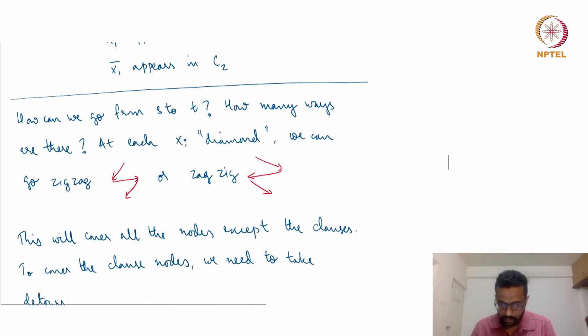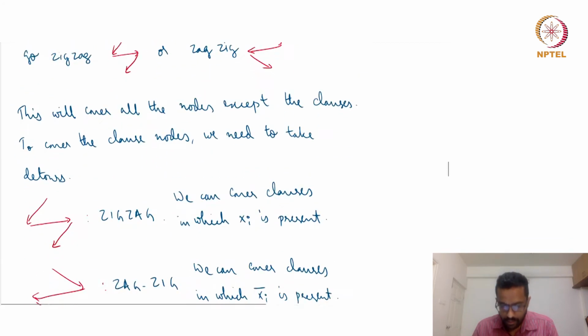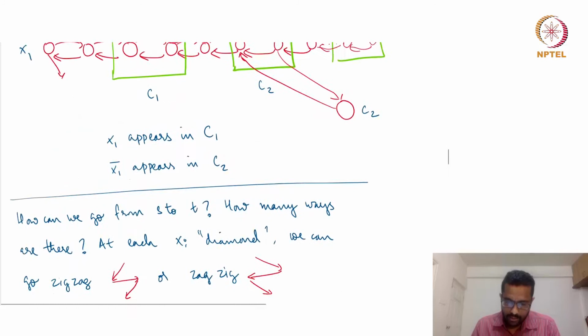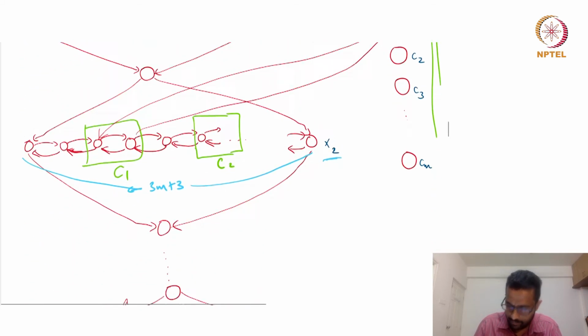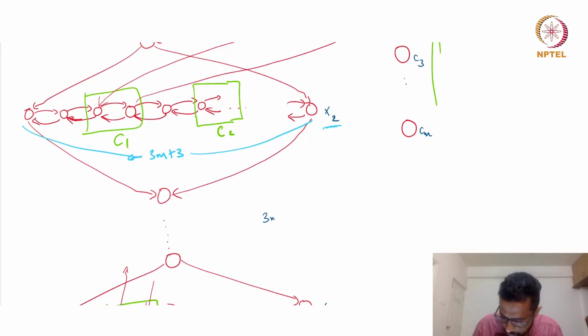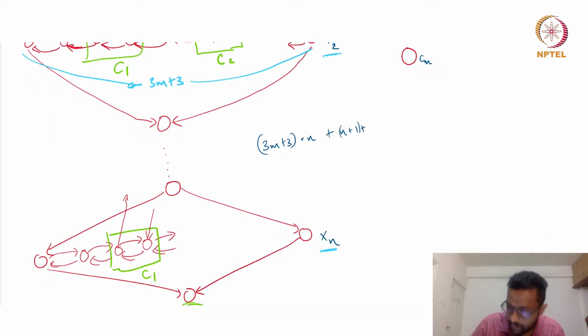So again I have written that below. At each diamond we could zigzag or zag-zig. That means we have 2 power n choices. And the clause vertices will come into play. Right now, whatever I have described depends only on the number n, which is the number of variables, and the number m, because the middle one has 3m plus 3 nodes. Again you can calculate the total number of vertices, which will be 3m plus 3 into n, right? There are n diamonds, and then there are n plus 1 vertices starting from S and going down to T, right? And then there are these m clause vertices.